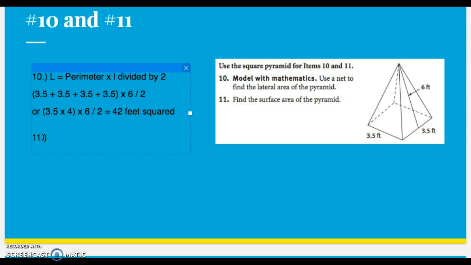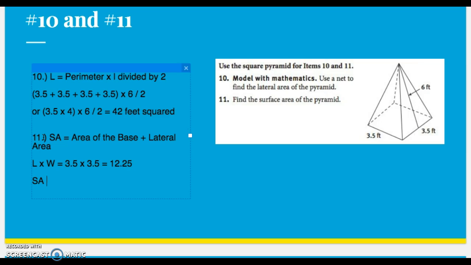And then number 11, for surface area, all you have to do, guys, is find the area of the base and then add it to whatever you found for lateral area, which was 42 feet squared. So how do we get the area of the base? Well, it's a square. So we know that the area for a square is length times width. In this case it's a square, so it's going to be the same thing. 3.5 times 3.5, which is 12.25.